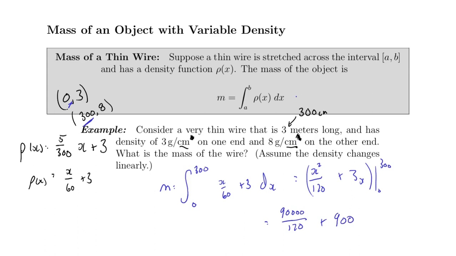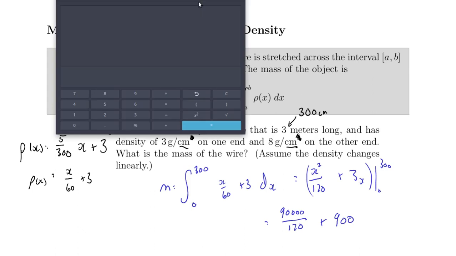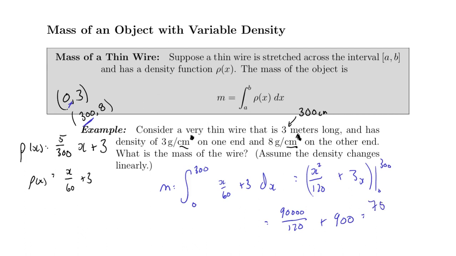I don't know what 90,000 over 120 is. Let me grab a calculator and see. All right, so we're at 90,000 over 120. Whoops. That's 750. All right, I can do this math then. 750 plus 900 is 1650, and we're at grams for our units. Again, not too big of a deal.